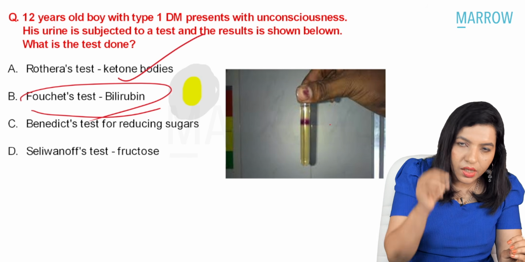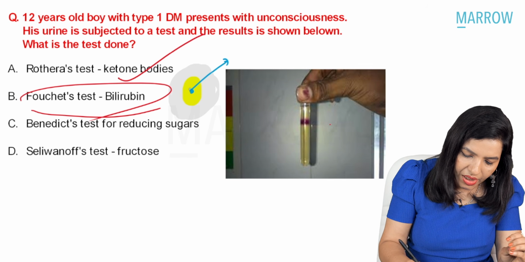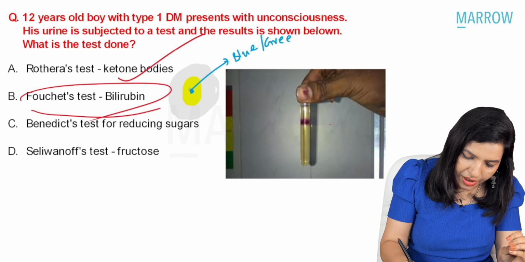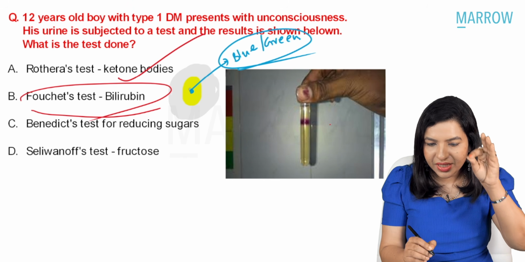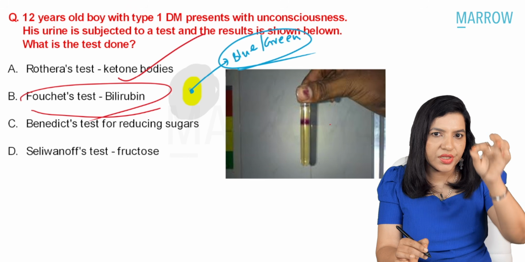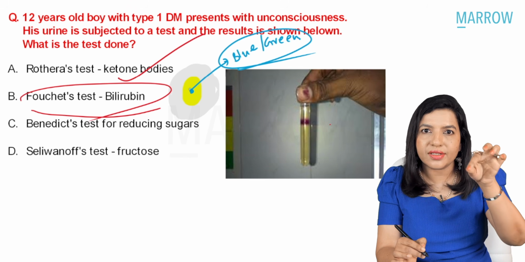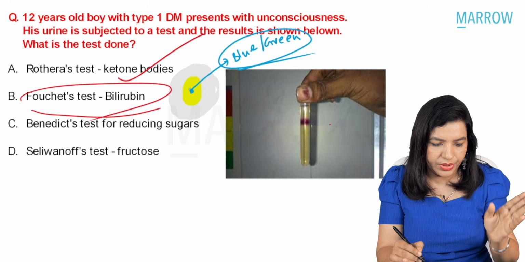In the middle of this white precipitate, we can see a blue green pigmentation. Again, I'm saying this is not yellow, this is white. So in the midst of a white precipitate, we are seeing a blue green color, that is Fouchet's test. Simply remember it's a filter paper test.